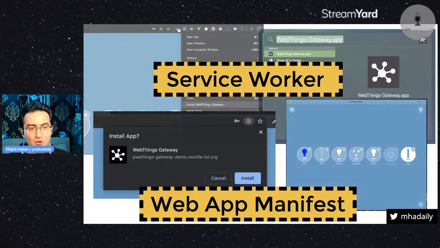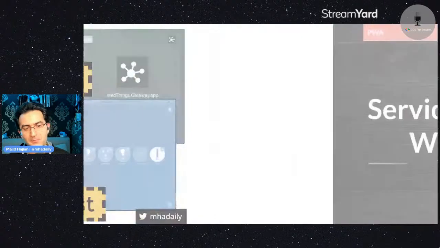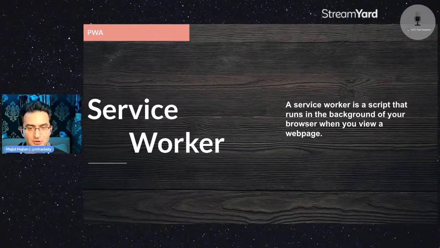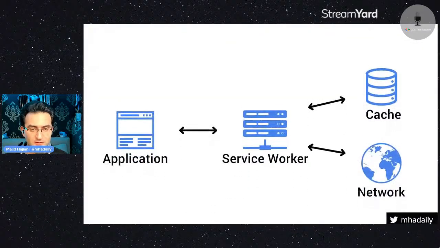But the two main things for creating a PWA, for sure, are service worker and web app manifest, right? So a service worker generally is just a script. It works as a proxy between your application, your server, and the cache. So it's a script that runs in the background.